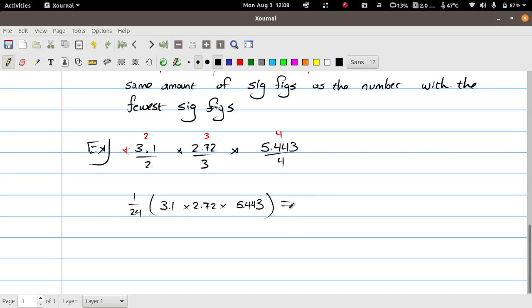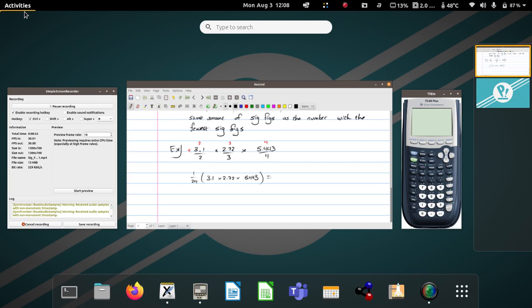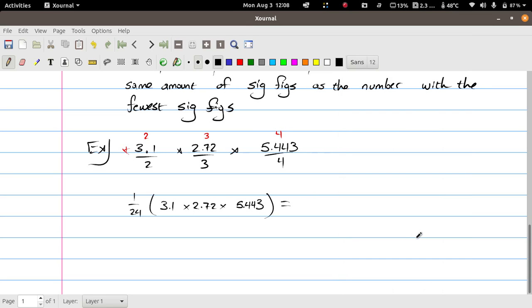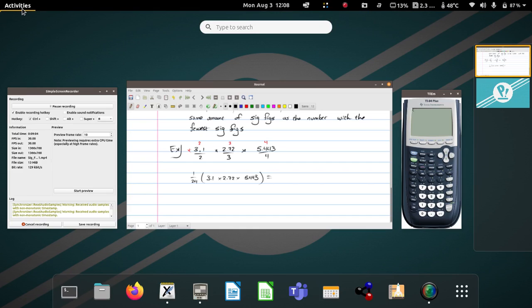If you get in the habit of doing stuff like this, it makes math easier. So anyways, that means that our answer needs to have 2 significant figures. So let me pull up the calculator and we're going to plug this in. I'm going to just put all this over 24. It's the same thing.